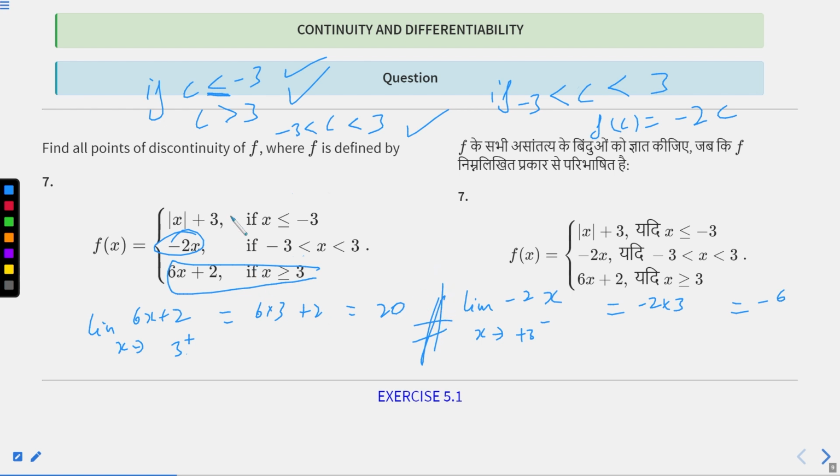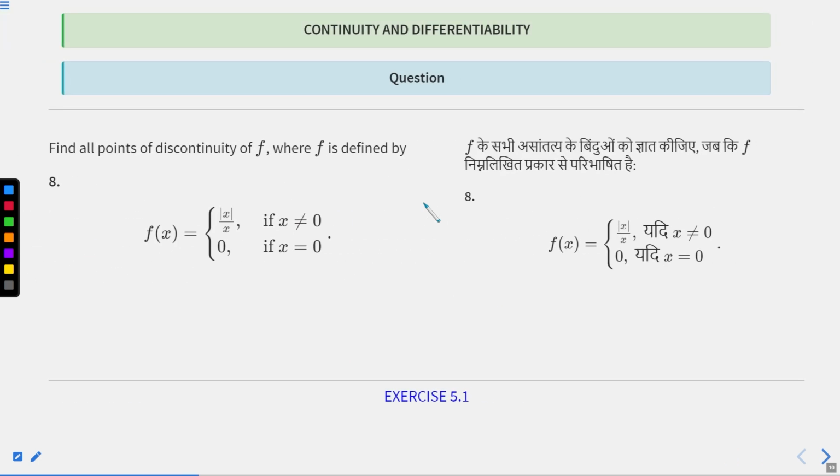This means the point of discontinuity will be only what point? x is equal to 3. So the point of discontinuity will be this single point, x is equal to 3. Okay, clear? I hope that it is clear. Now let me move to the next problem.